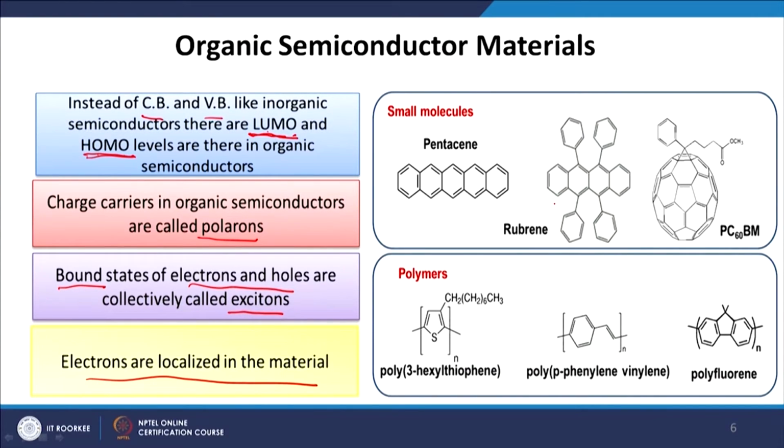Now, on the right hand side we are showing some of the very popular structures of the small molecule and polymer class. For example, a small molecule which is commonly used in fabricating devices is pentacene. Penta stands for 5. As you can see here, there are 1, 2, 3, 4, 5 benzene rings which are fused together. Similarly, we have another common structure called rubrene, and another very commonly used small molecule for fabricating devices is PCBM. Now, C60 or fullerene, which is also called buckyball, has a spherical football-like structure like this.